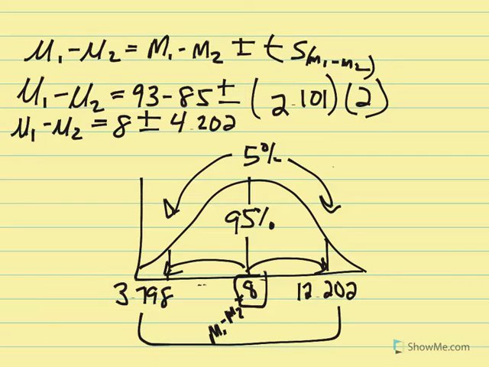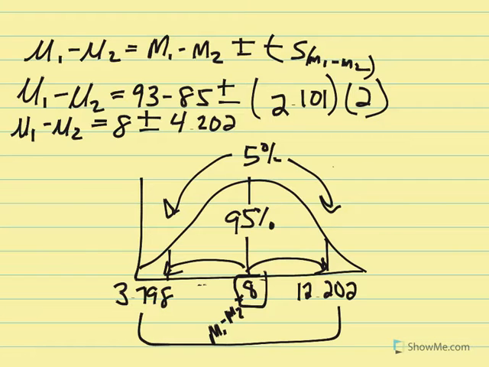And so now what we're trying to estimate is, if we had access to both populations and computed the average for those populations, again, the average academic score for those who watched Sesame Street as opposed to those who didn't, and we took those true population means and subtracted the second from the first, the difference that we would anticipate would fall within this range of 3.798 and 12.202.